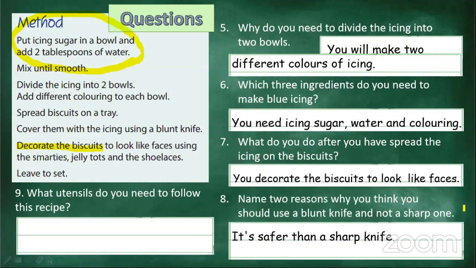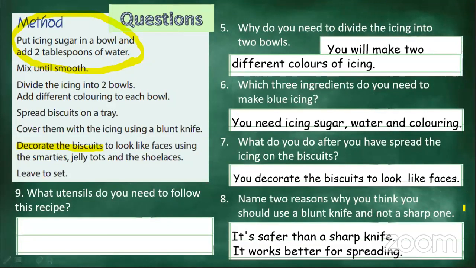Yes, a butter knife is a blunt knife. I see someone said butter knife. And then the last reason that I have here is it works better for spreading. I don't know if you have tried spreading butter or something with a sharp knife. It just doesn't work well. So it's just more practical. It works better to spread something with a blunt knife than a sharp knife. I see some of you have actually tried it and some of you haven't.